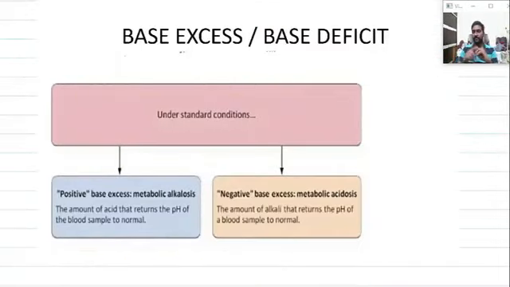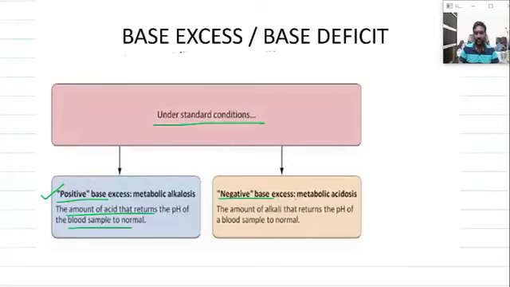Then what is the concept of base excess and base deficit? Let us see the definitions. Under standard conditions, so normal room temperature and normal parameters, positive base excess means metabolic alkalosis. So it means positive base excess, the amount of acid that returns the pH of blood sample to normal. So base is in excess. So whenever base is in excess, it means there is some alkalosis. So positive base excess means the amount of acid that returns the pH of blood sample to normal value.